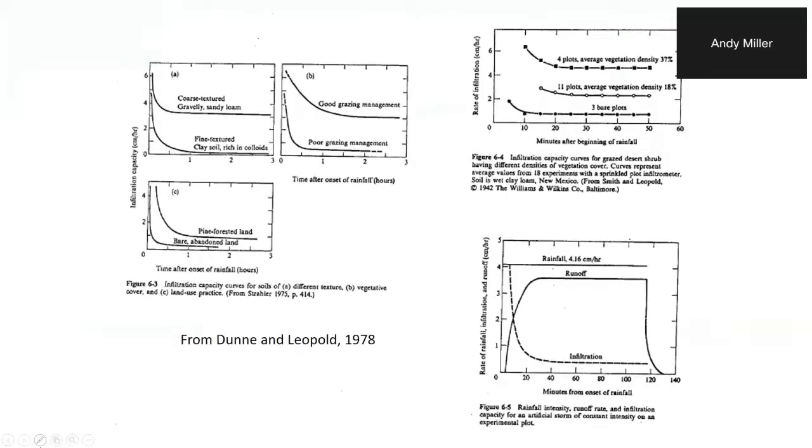So this is just from an old textbook, the Dunn and Leopold textbook we've talked about before. And it's just comparing infiltration capacity versus time in different kinds of soil conditions. So just for example, you already know that texture makes a difference in terms of how fast water moves in the soil, or in an aquifer, right? So coarser versus finer grained materials, which is going to have the higher hydraulic conductivity and which is going to transmit water more rapidly.